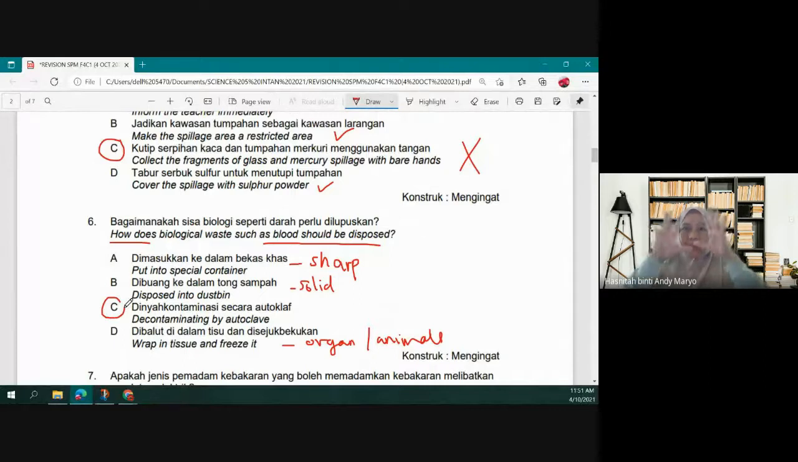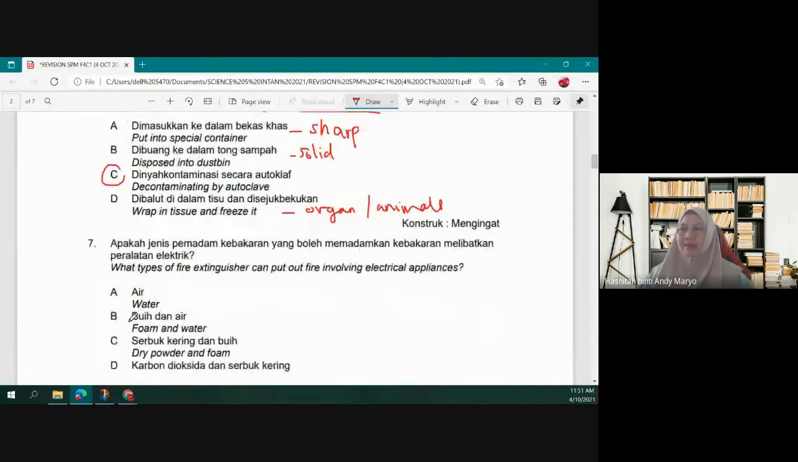You know what an autoclave is? It's like a pressure cooker. So we put it inside to disinfect, because this autoclave will be exposed to a very high pressure, very high temperature, to kill the bacteria in the bloodstream. Then only we dispose it into the bin. So the answer is C, decontaminating by autoclave.